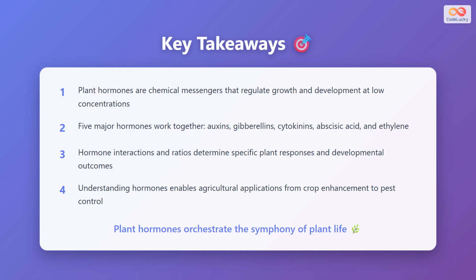Third, these hormones don't work independently. Their interactions and the ratios between them determine specific plant responses and developmental outcomes. Finally, our understanding of how these hormones work has enabled numerous agricultural applications, from enhancing crop yields to controlling weeds and managing fruit storage. Plant hormones truly orchestrate the symphony of plant life, coordinating complex processes that allow plants to grow, adapt, and thrive in their environments.